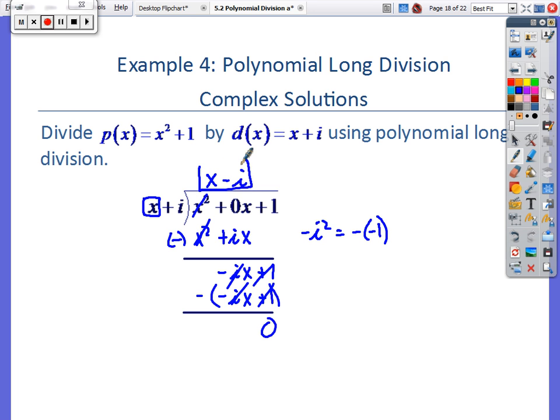And so what I get is my quotient is x minus I. If you FOIL these, doesn't it make sense? X minus I times x plus I. These are conjugates. So you get first and last, all you have to do. And then what's I squared? Negative 1. And so what you get is the opposite of negative 1, which is positive 1. We get back to our dividend, x squared plus 1.